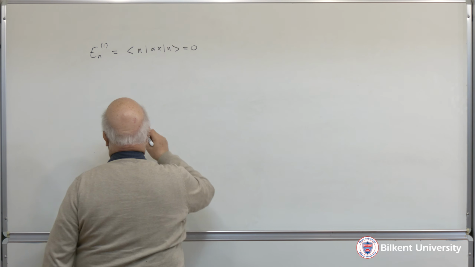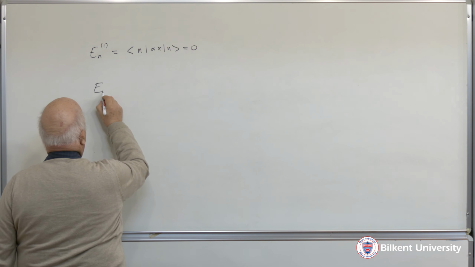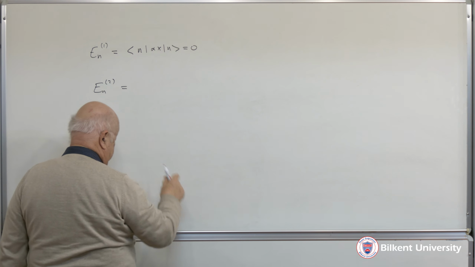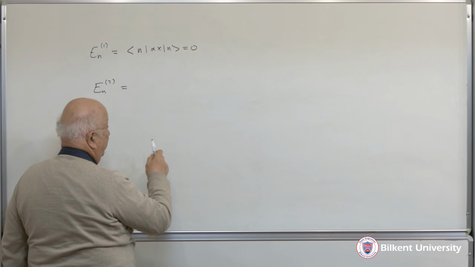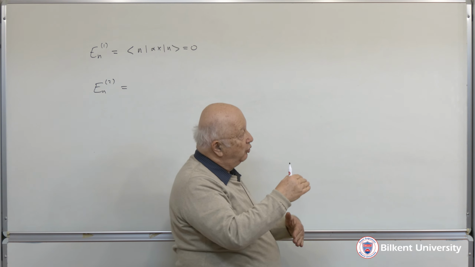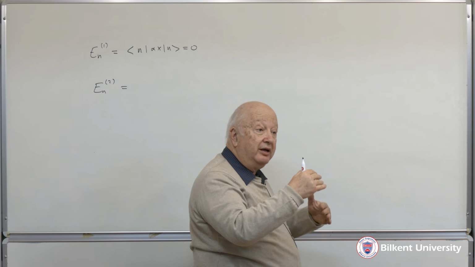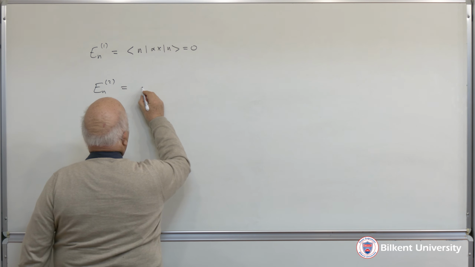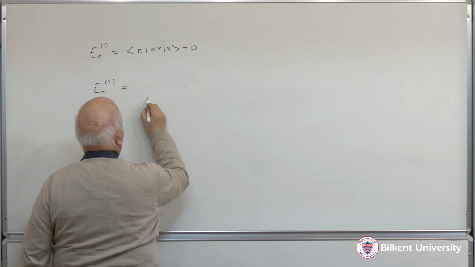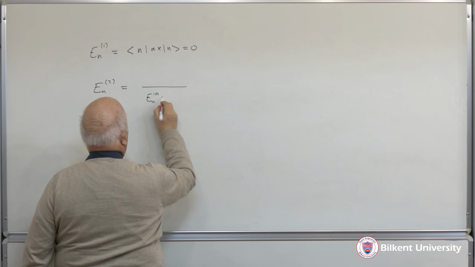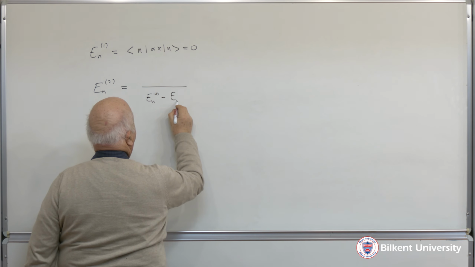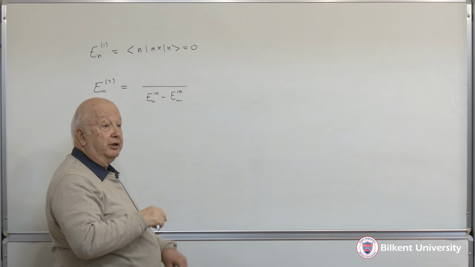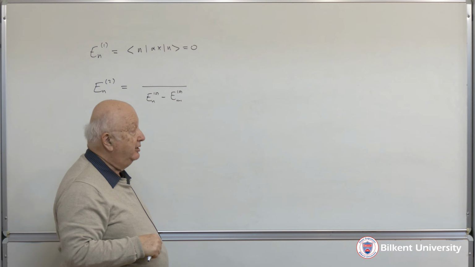Now, the second order, En2, let's see what that does. Well, the equation is over there, and we have seen that we need only the higher and the lower states. So there will be two contributions. There will be an En0 minus En minus 1, 0. That's the lower energy level.